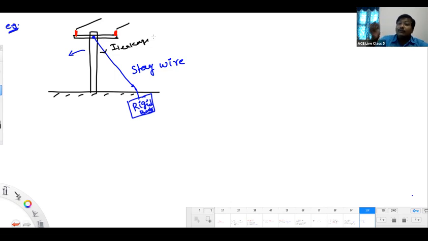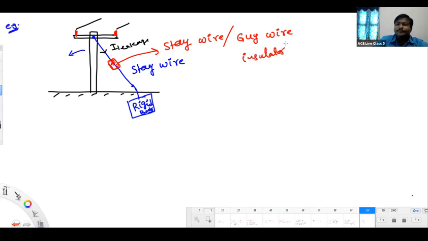So how do we avoid the flow of leakage current in the stay wire? We keep an insulator on it. This is generally called a stay wire insulator. The stay wire is sometimes also called a guy wire, so it is a stay wire insulator or guy wire insulator. It can sometimes be called an egg type insulator also.